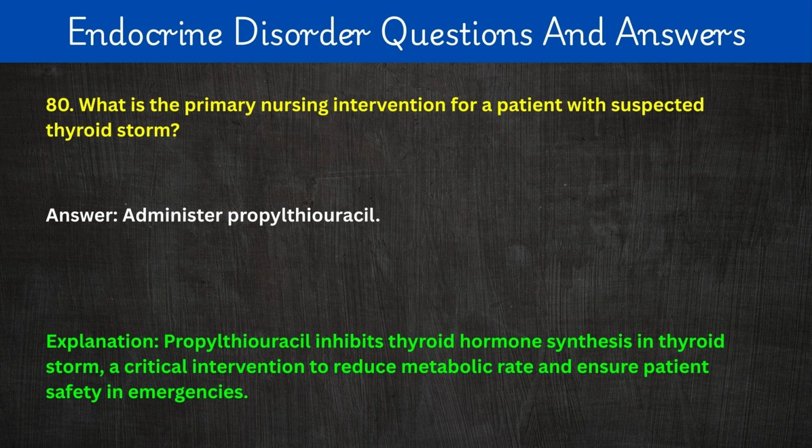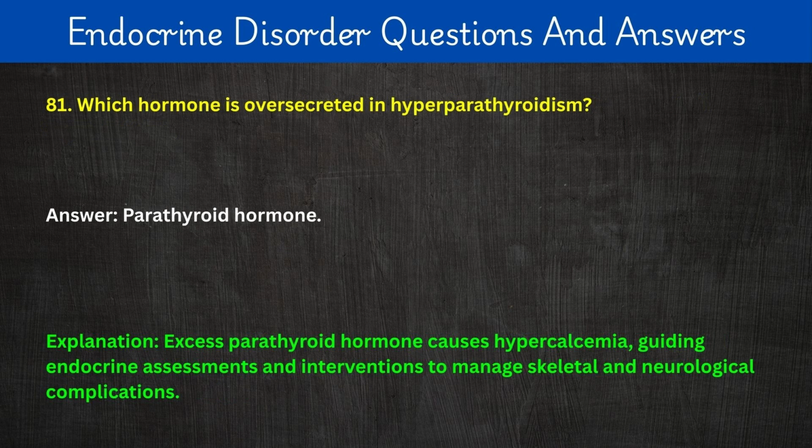Answer: administer propylthiouracil. Explanation: propylthiouracil inhibits thyroid hormone synthesis in thyroid storm, a critical intervention to reduce metabolic rate and ensure patient safety in emergencies. 81. Which hormone is oversecreted in hyperparathyroidism?